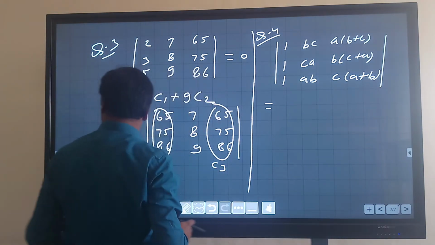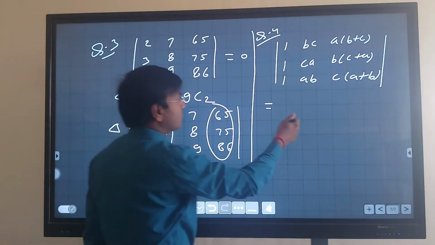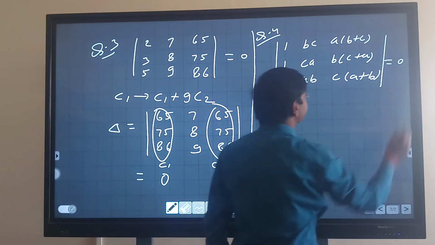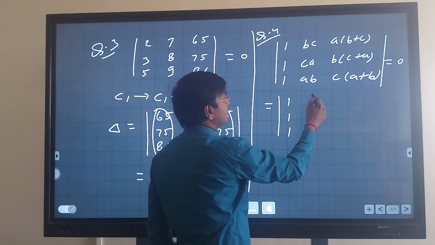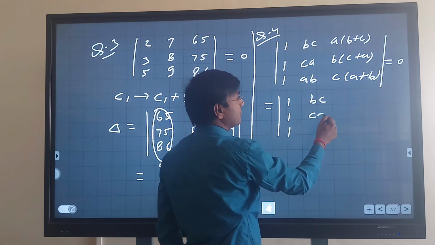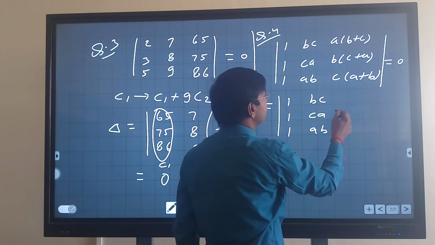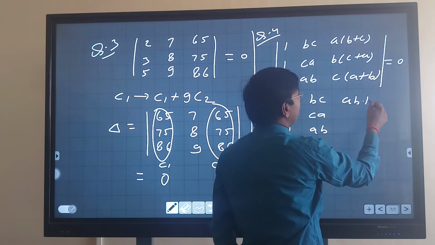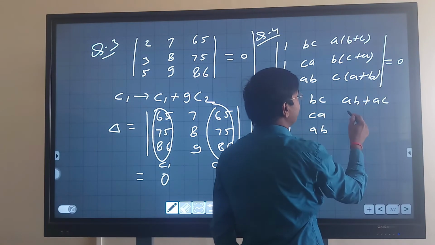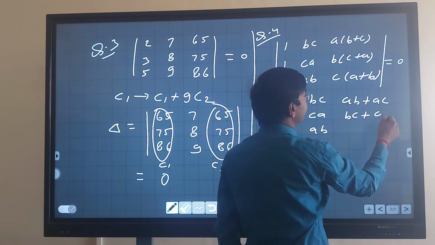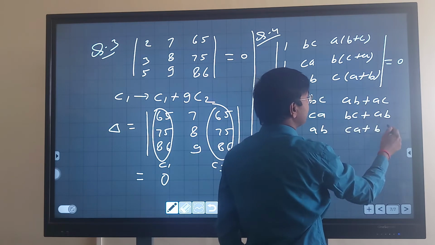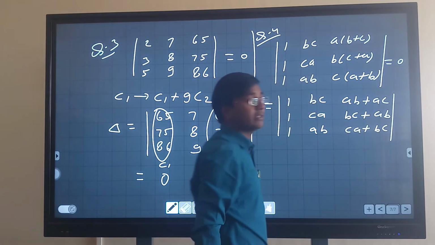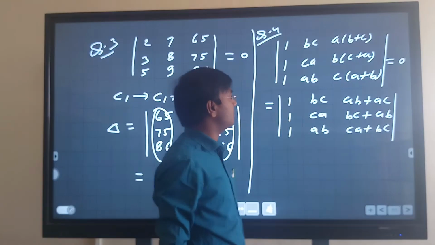So see, first of all, the result is what? 0. Now we will simplify this term first of all. So C1, C2 as it is. AB plus AC will come, BC plus AB, and CA plus BC. Right? We have simplified this term.